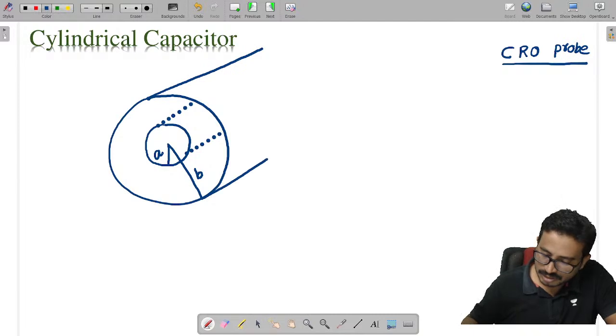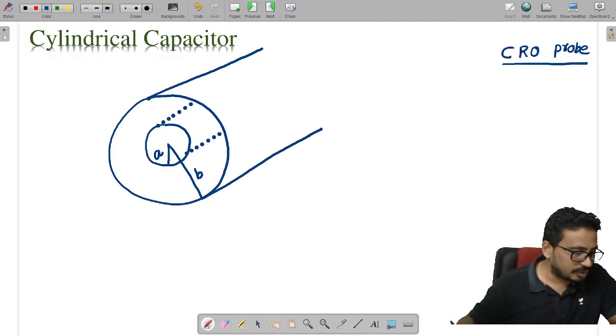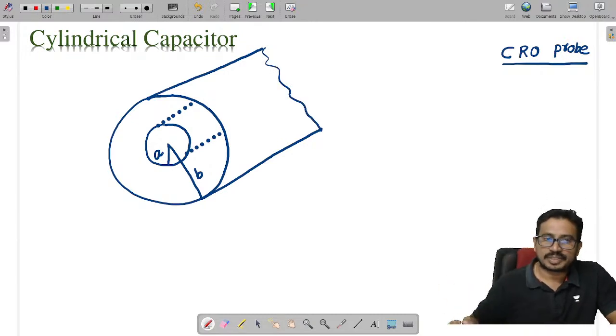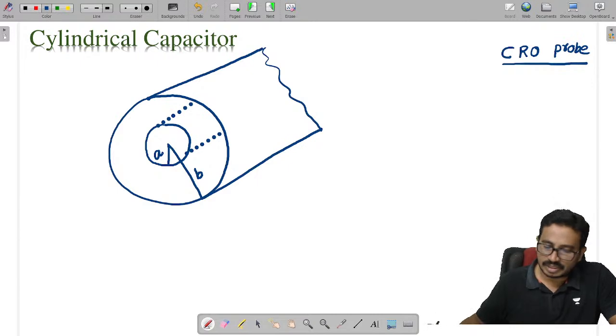This is a cylinder. Try to visualize properly. This is my cylinder. Let us say we have some length. I am seeing the top view. We can see two circular conductors, the inner conductor and the outer conductor.